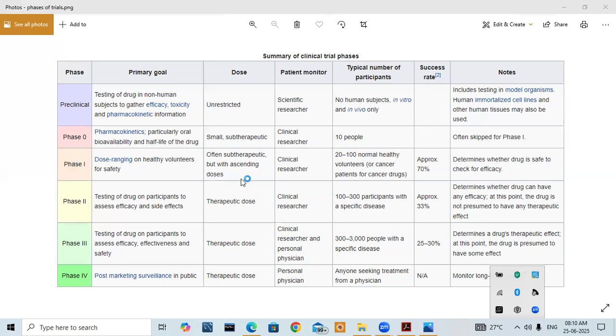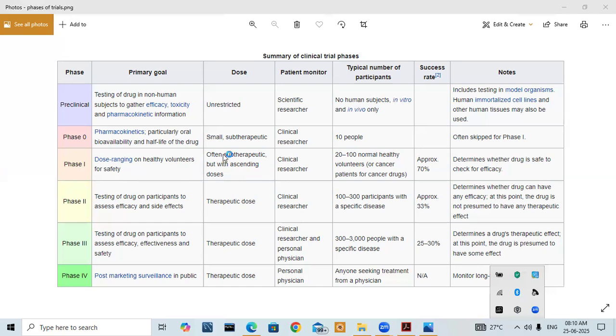So phase 1 study will help in deciding the dose of the drug. The maximum safe dose, I mean to say. The maximum safe dose we can find out by using phase 1 studies. So phase 1 studies are used for what purpose? Phase 1 studies are used for safety studies, to establish whether the drug is safe to use on human beings or not.